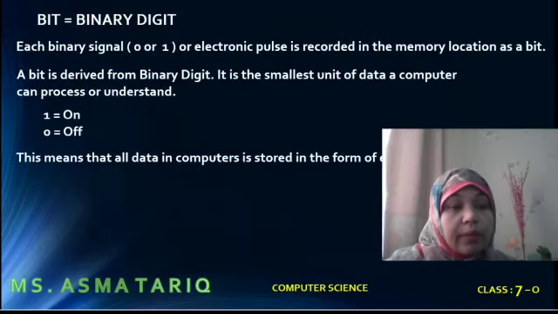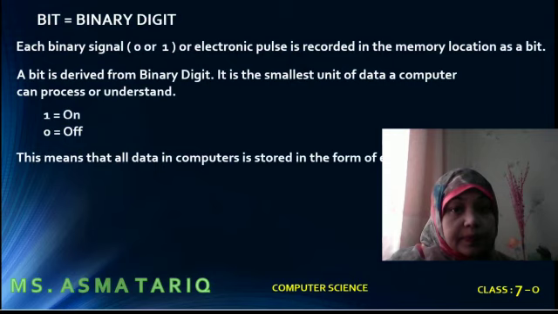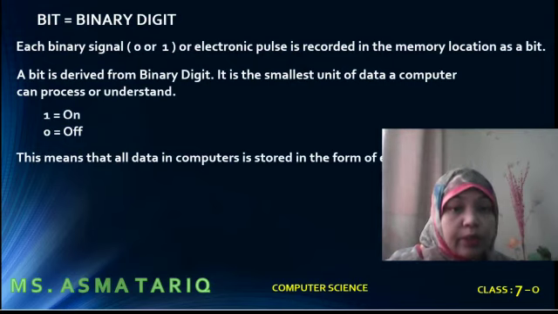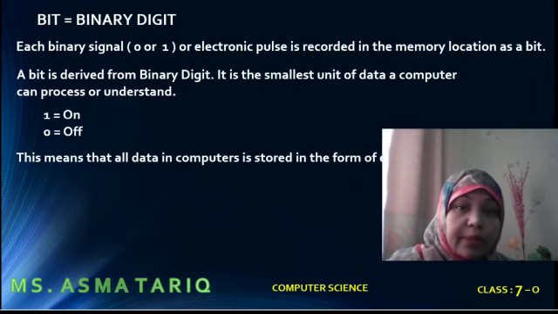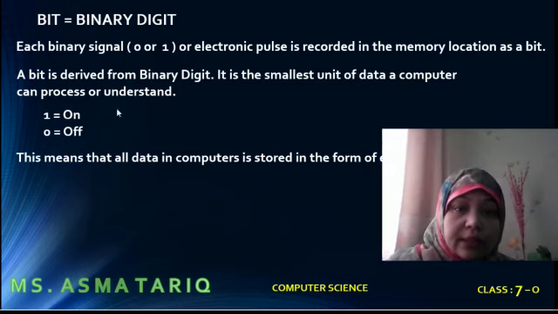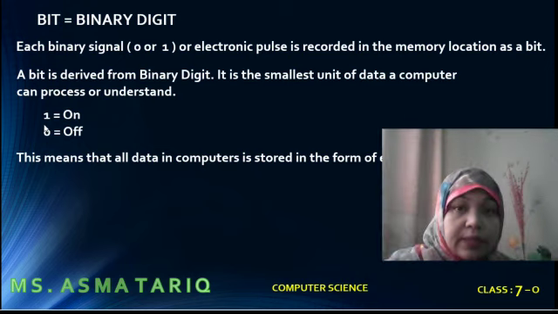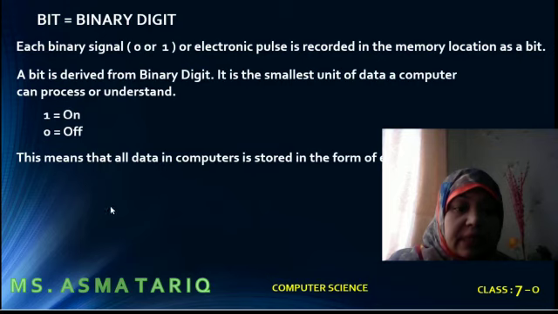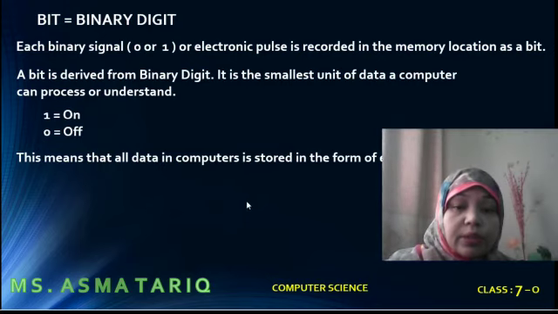Bit. Bit is binary digit. Each binary signal, 0 or 1, or electronic pulses, is recorded in the memory locations as a bit. A bit is derived from the word binary digit. It is the smallest unit of data a computer can process or understand, and as you know, 1 represents the on signal and 0 represents the off signal. This means that all the data in computers is stored in the form of electronic pulses.